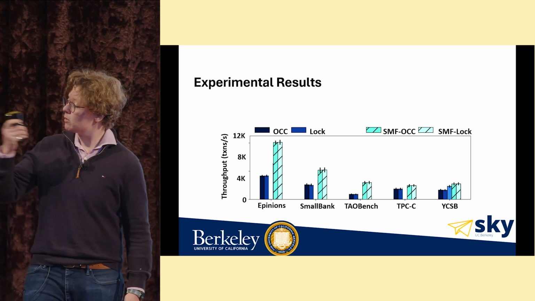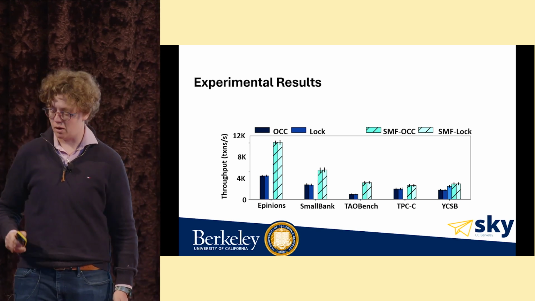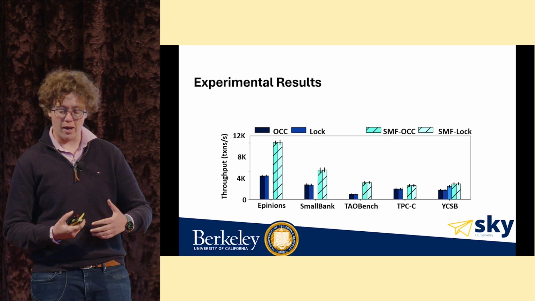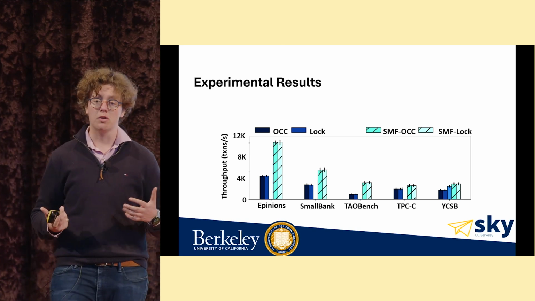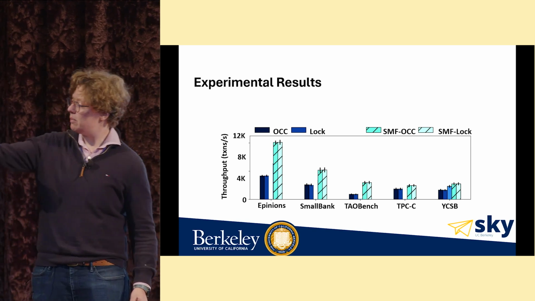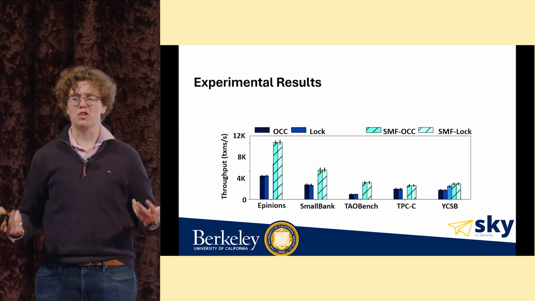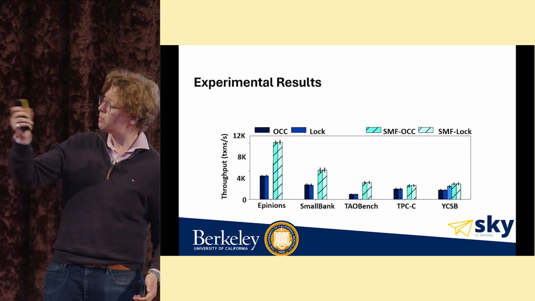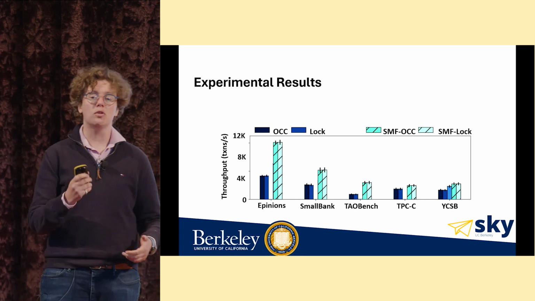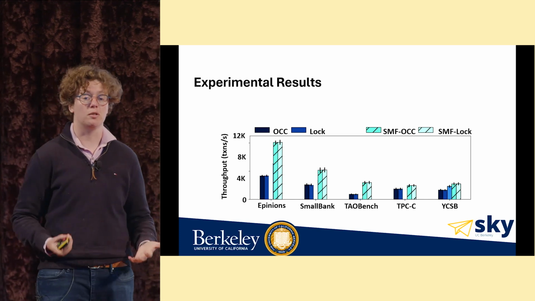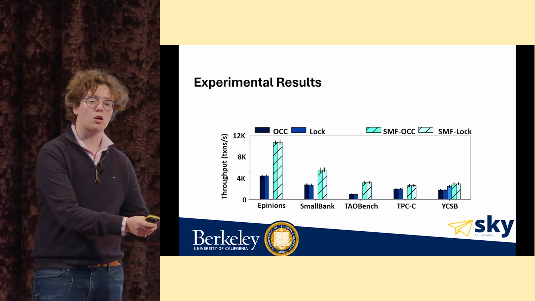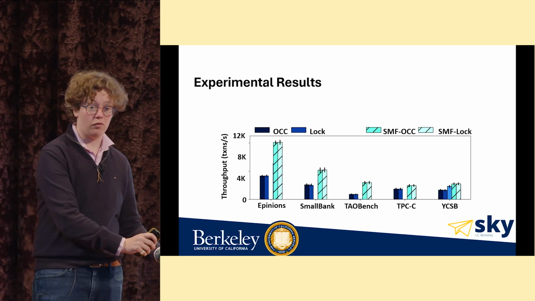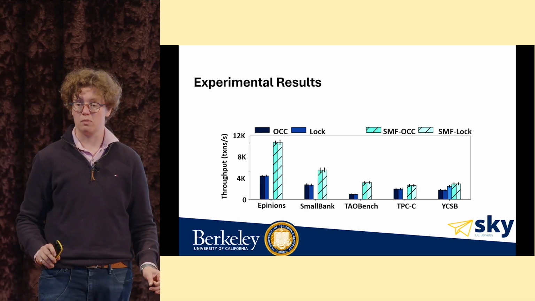So the results of TauBench, a benchmark that was released a few years ago, represent the workload of Tau, whereas TPC-C represents traditional OLTP style workloads. For both, we're able to achieve between 2 to 2x performance improvement. This is without touching the concurrency control itself. This is just through scheduling transactions.